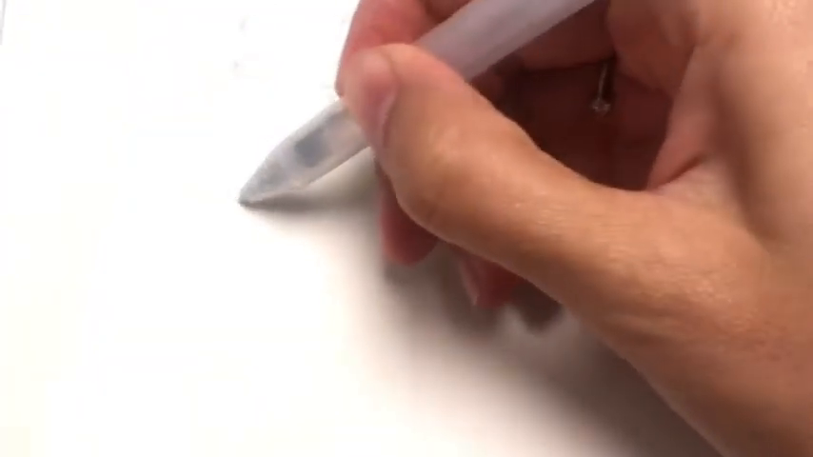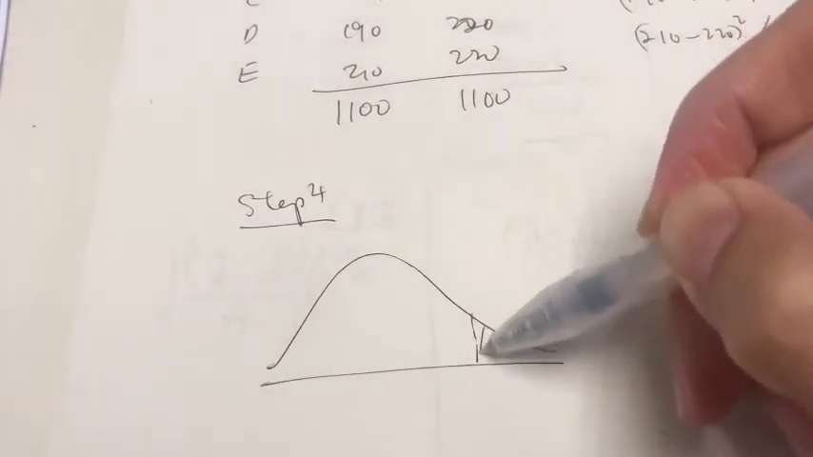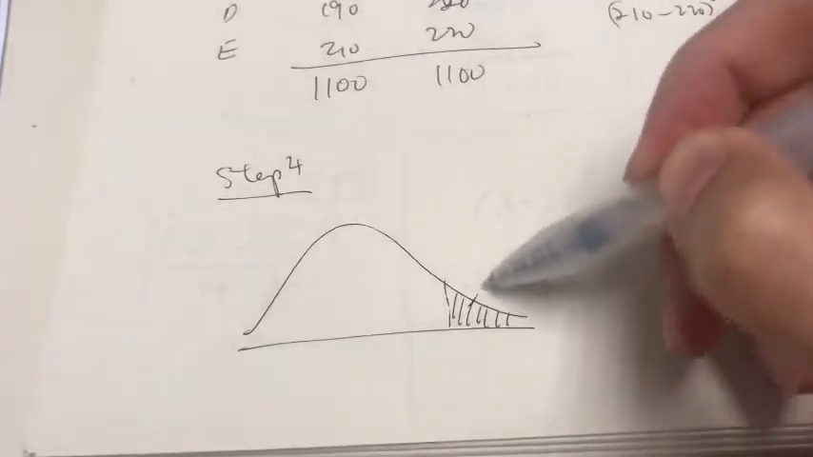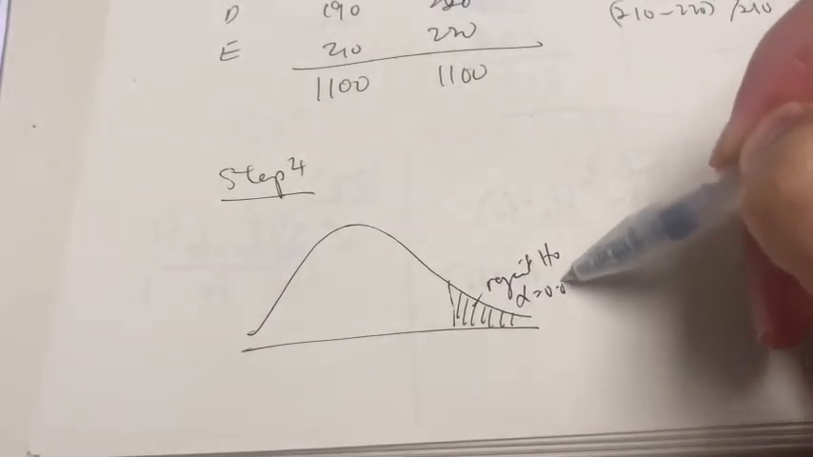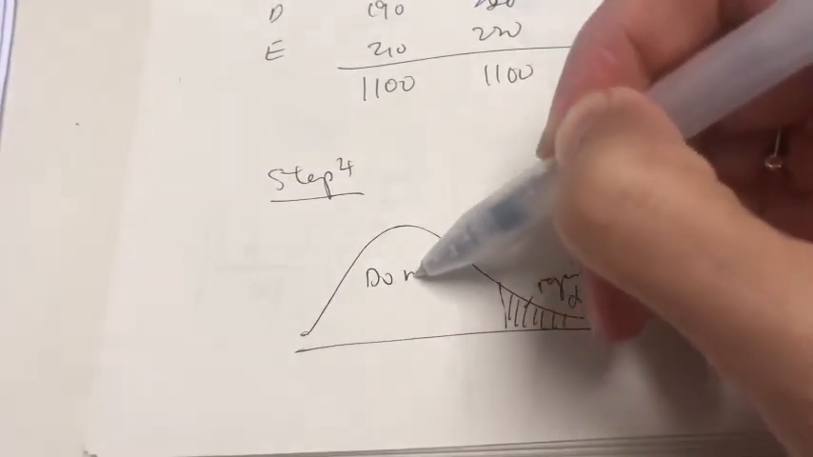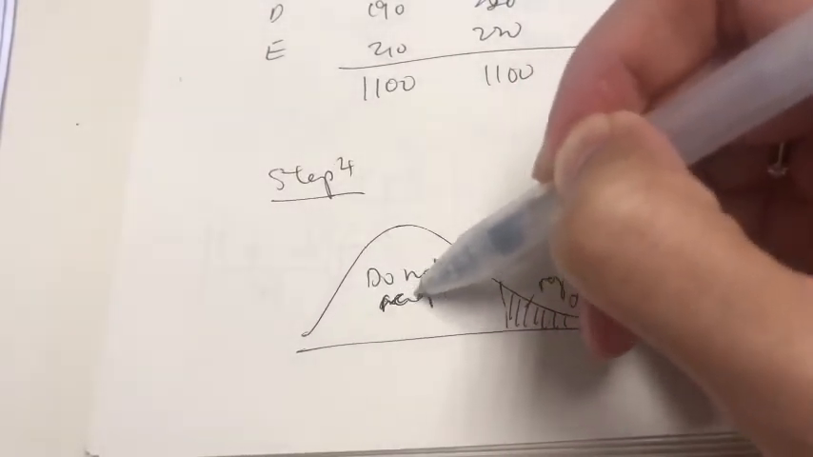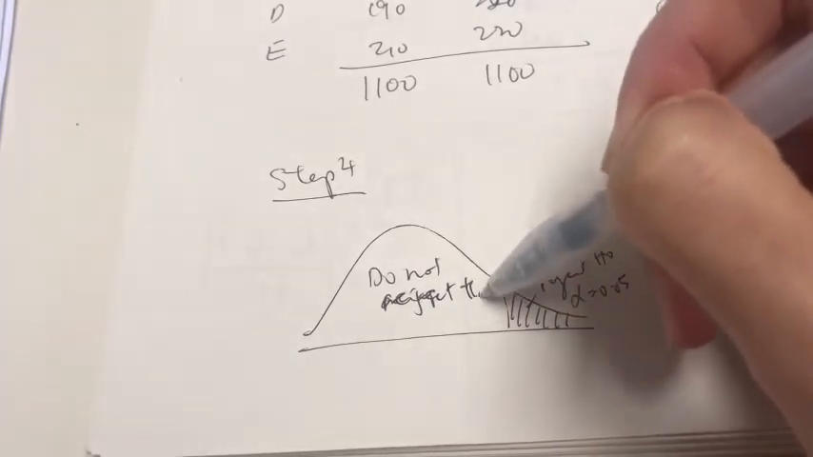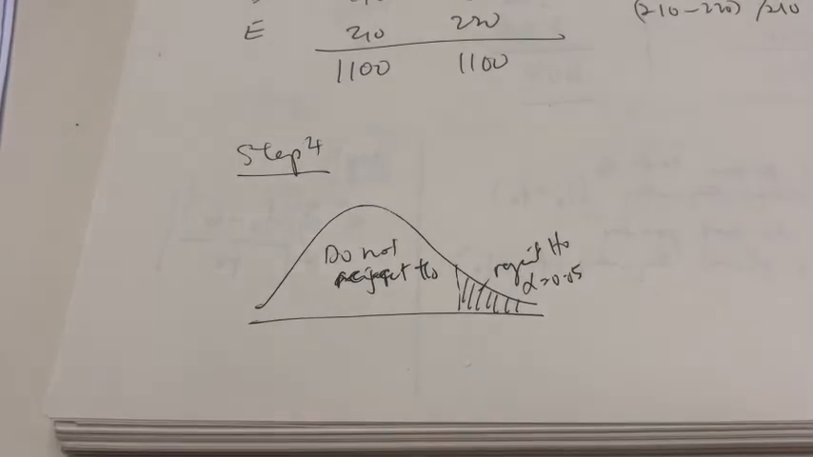Okay, now let's move on to step number 4. We would want to know what is the critical value. This is our area of rejection: reject the null, and the alpha is 5%. This is the area of acceptance, so it's do not reject the null hypothesis. So let's take a look at our table to see what is the critical value.